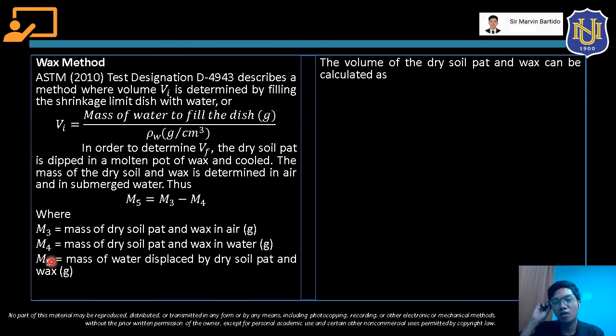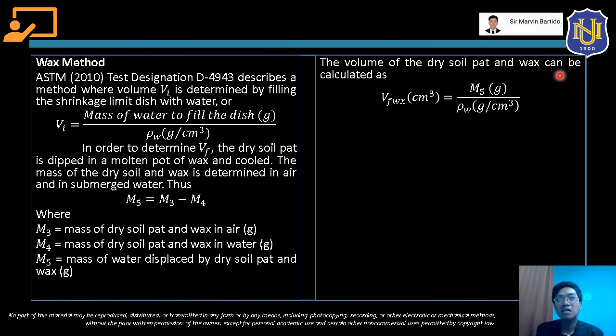para naman, class, doon sa volume ng dry soil pat and wax, it can be calculated. So, since meron tayong mass ng dry soil pat at saka wax natin, pwede natin yan gamitin. So, ulitin ko ha, yung volume, class, ng water displaced by dry soil pat and wax, equal lang yan sa mass ng water displaced by dry soil pat and wax over density ng water. So again, yung density ng water dito, 1 gram per centimeter cube lang yan. So yan yung para sa volume ng dry soil pat and wax.